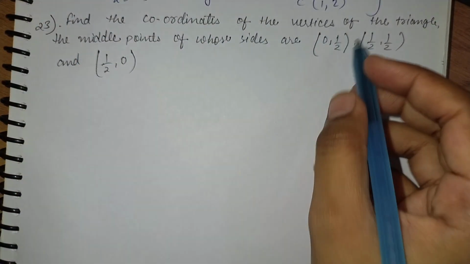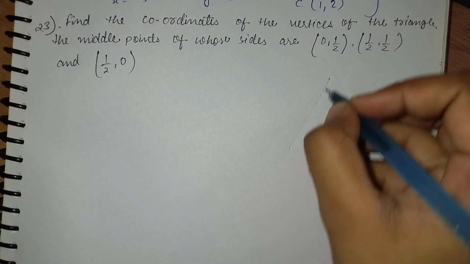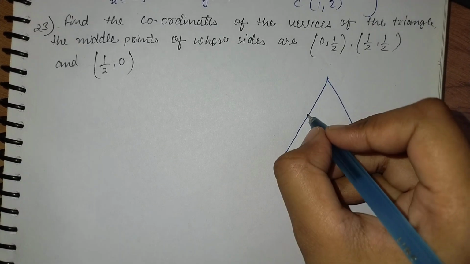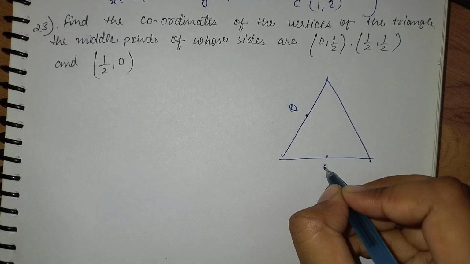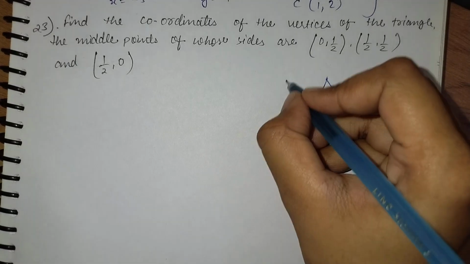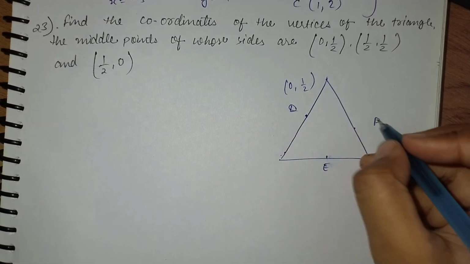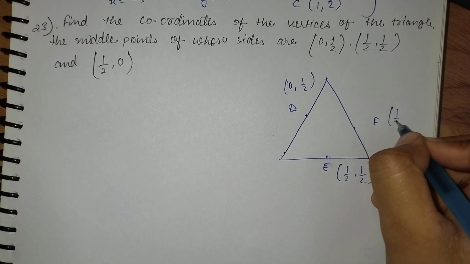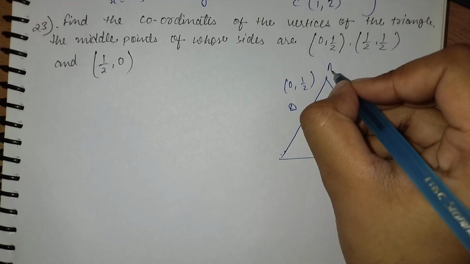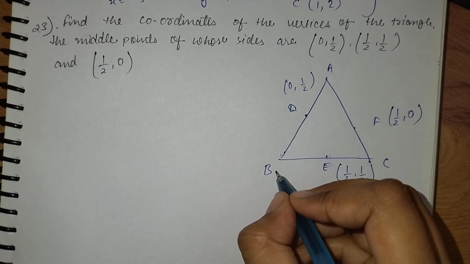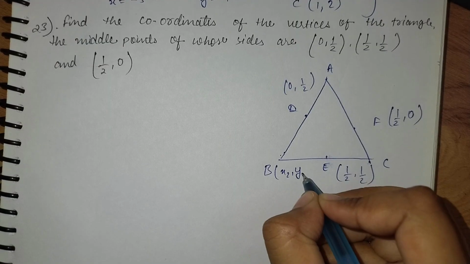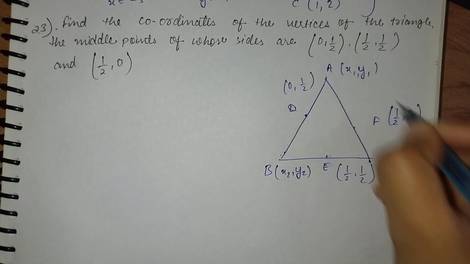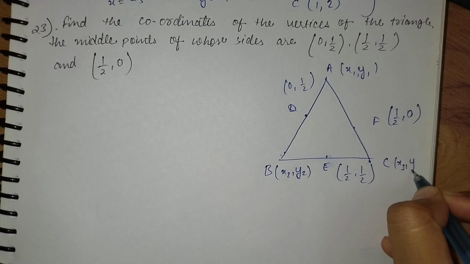We have to find the coordinates of the vertices of the triangle. Let this be the triangle here, and these be the midpoints D, E, F respectively, which are 0 comma 1 by 2, 1 by 2 comma 1 by 2, and 1 by 2 comma 0. And A, B, C be the vertices with coordinates x2 comma y2, x1 comma y1 and x3 comma y3.